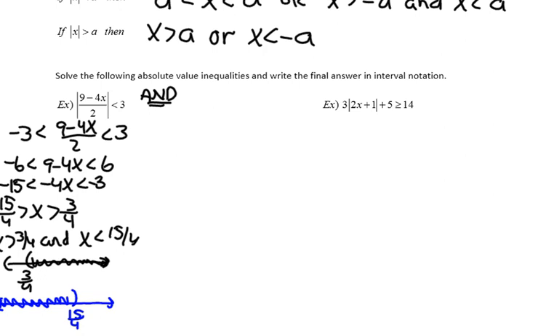Okay. Now remember, it is an intersection, so it is where they are going to overlap. So again, that would be from 3/4 to 15/4, meaning any particular number that is in between that interval would actually be a solution.